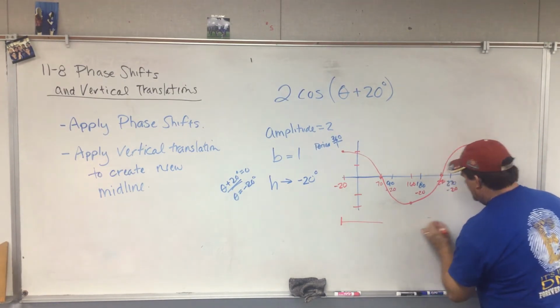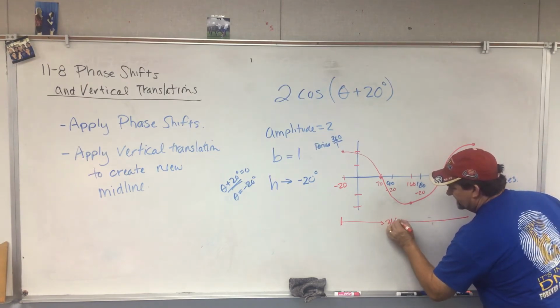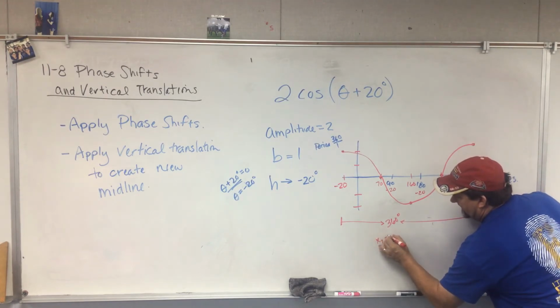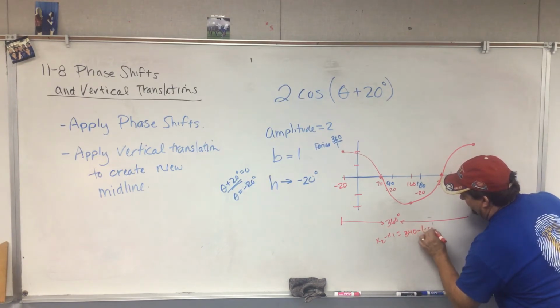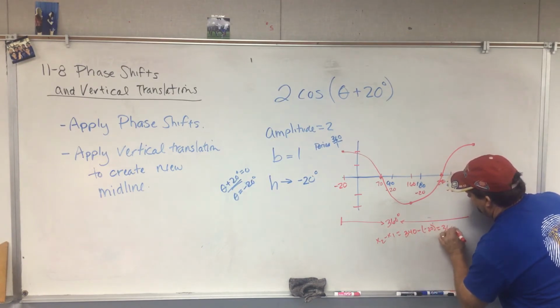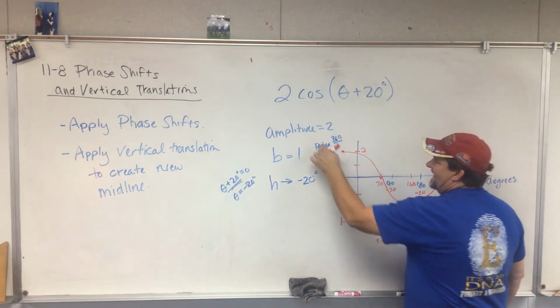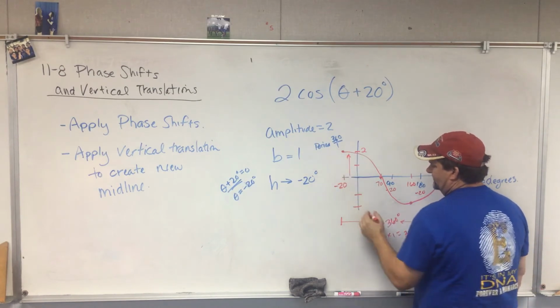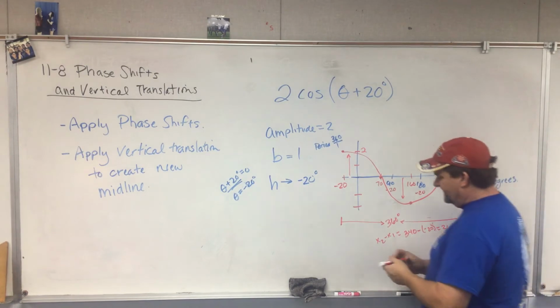The period is 360 degrees, because my x2 minus x1 is 340 minus a negative 20, which is 360 degrees. So my phase shift went to the left. My amplitude is 2 from the midline. So this goes up 2, this goes down 2, and we redraw the graph. So that's how you guys do phase shifts.